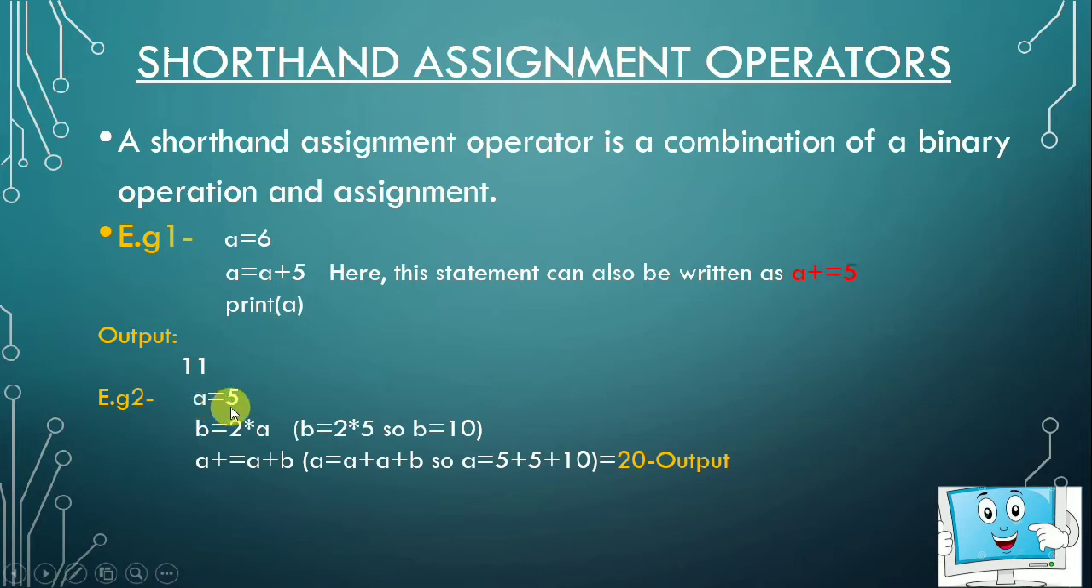a = 5, b = 2 * a. The value of a is 5. So 2 multiplied by 5 becomes 10. Value of b is 10. Now in the next statement we have the shorthand assignment operator: a += a + b. What is the meaning of this? That a = a + (a + b). So this expression is a + b. The value of a is 5. So 5 + 5 + 10 is equal to 20. The output will be 20.